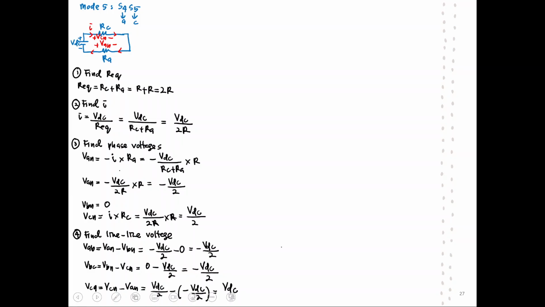Okay, next, the last mode, which is mode number 6. The switches that we have are S5 and S6. S5 is the upper switch for phase C. S6 is the bottom switch for phase B.